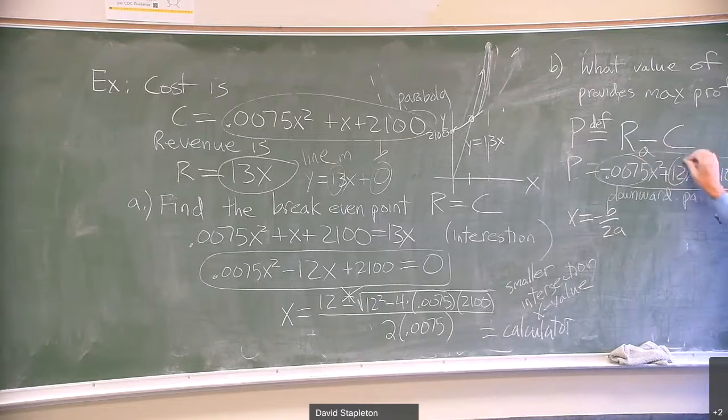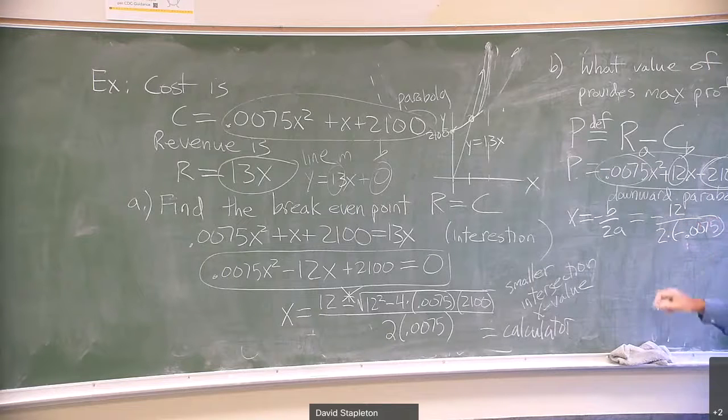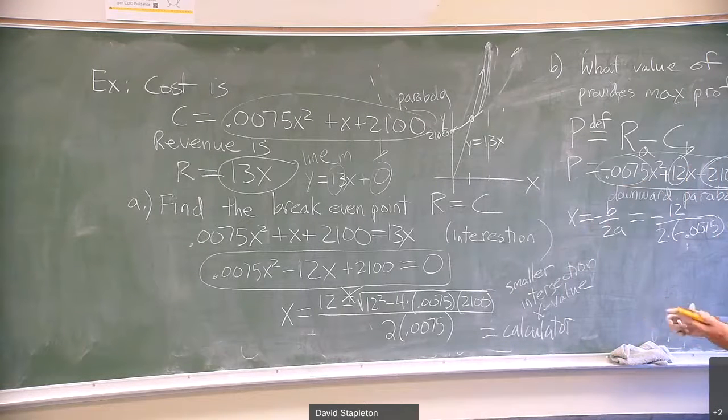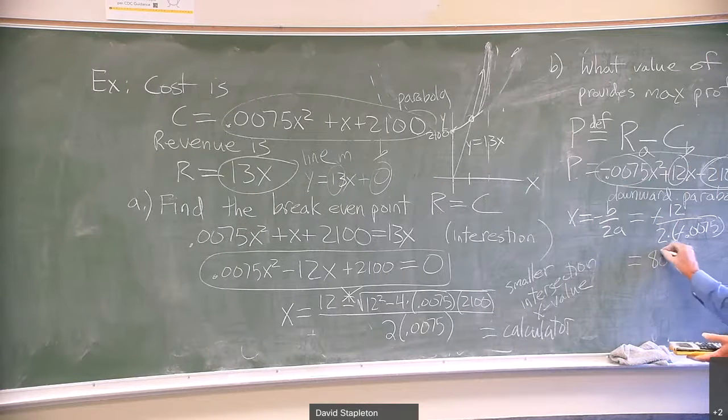So I just take A, B, and C, and the maximum profit is at minus 12 over 2 times minus 0.0075. Let's run this one and see where it is. So the minuses cancel. 12 over 2 is 6, so I'll just take 6 divided by 0.0075. Hopefully I get that right. It's 800 units, 800 pens. So the company will maximize its profit if it makes precisely 800 pens according to this cost analysis that they did.